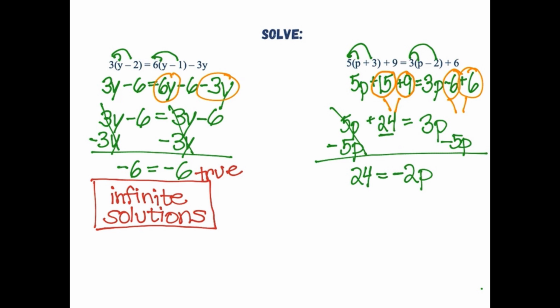Now we're almost done, but p is not alone until we've divided by the coefficient. So we're going to divide both sides by negative 2, and if we need to, we're going to use our calculator to make sure we get the negative sign correct. So in this case, 24 divided by negative 2 gives us negative 12 equals p. Now in this situation, that is a true statement, and it's our answer. They asked us to solve for p. p equals negative 12.